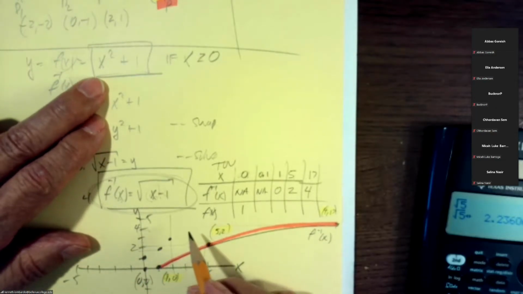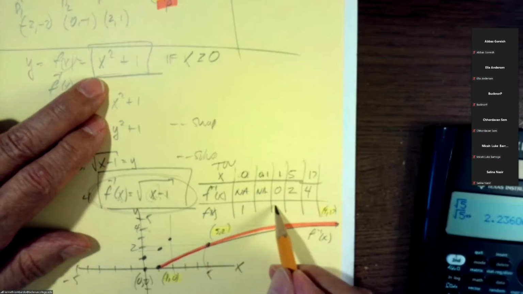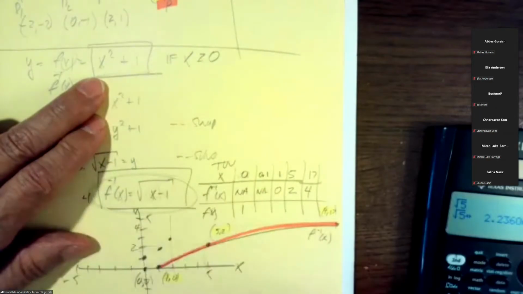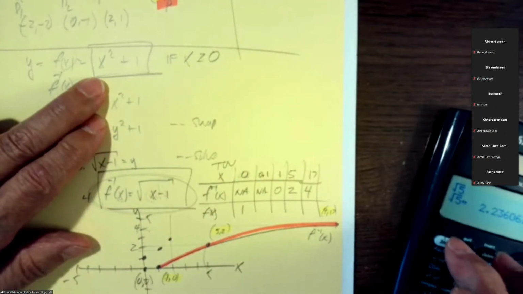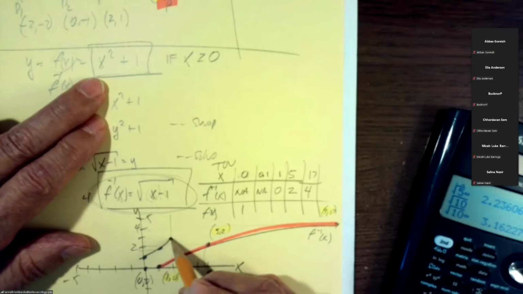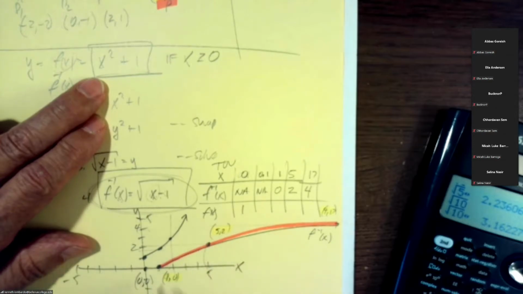And if x were 3, it would be 3 squared, 9, plus 1, 10, so the root of 10, roughly 3.16, about 3. So it looks like it's sort of going up this direction, doesn't it? Sort of going up in the opposite direction. Okay.